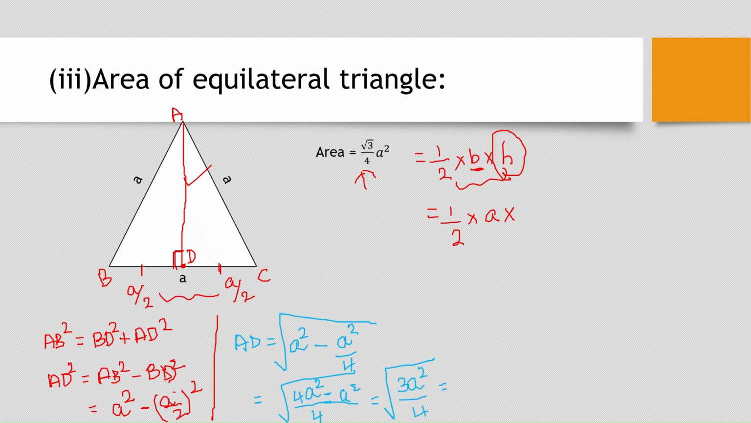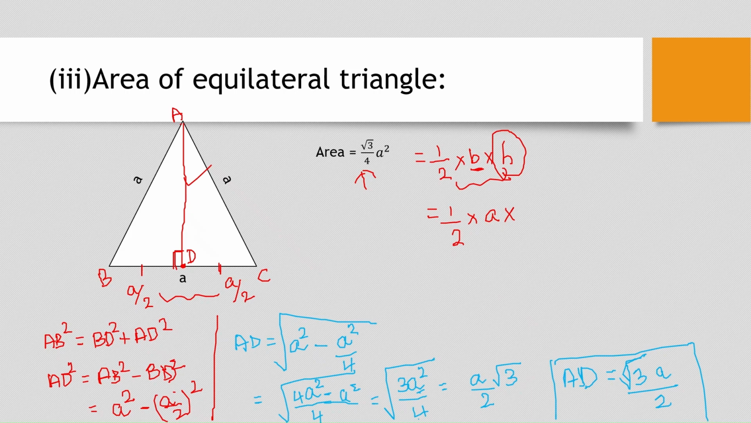Now what can we do? Here A square is two times, that means A into A. So I can take A outside, and 4 is 2 into 2, so we can take 2 outside. What is left inside the square root is root 3. So what is our height? AD is equal to root 3 A by 2. This is what we got as the height.